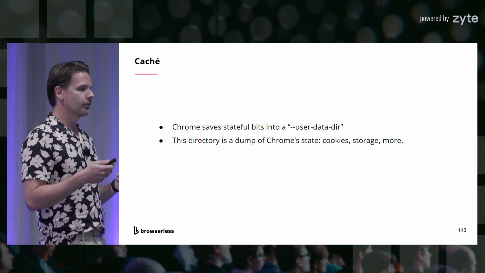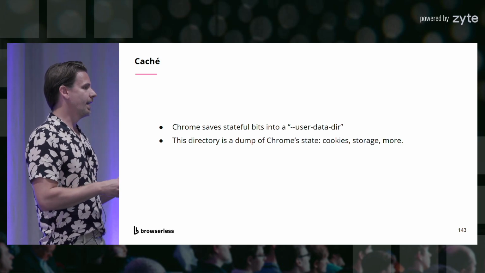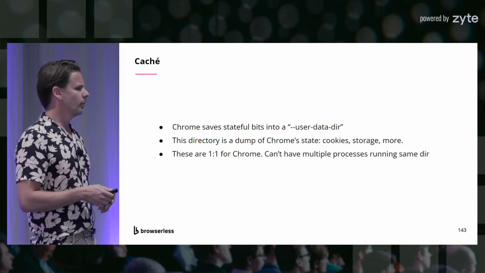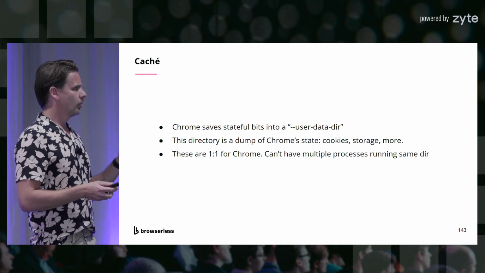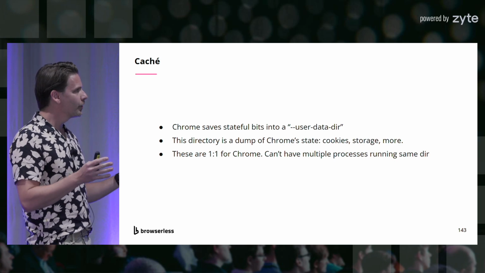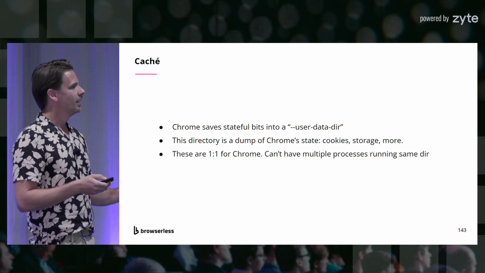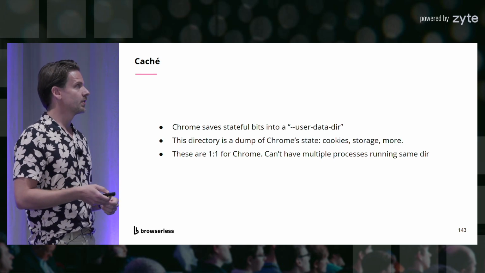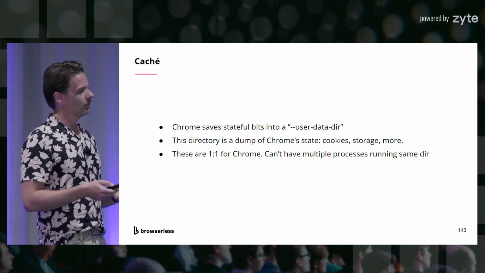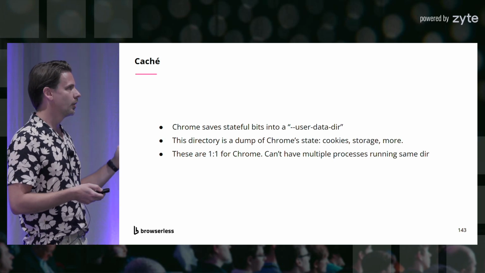Like I said, it's a dump of Chrome's application state. So cookies, web SQL, anything and everything is all saved in there. These are more or less one-to-one: a Chrome process has essentially one user data directory. This has gone back and forth across versions of Chrome, where you could start two Chrome processes and point them to the same user data dir. Then you're getting into indeterministic state, which is something that we say not to do or be careful of, so watch out for doing that. Recently, Chrome has had trouble when you try to do two processes pointing to the same user data dir. So one-to-one is generally the way to go.